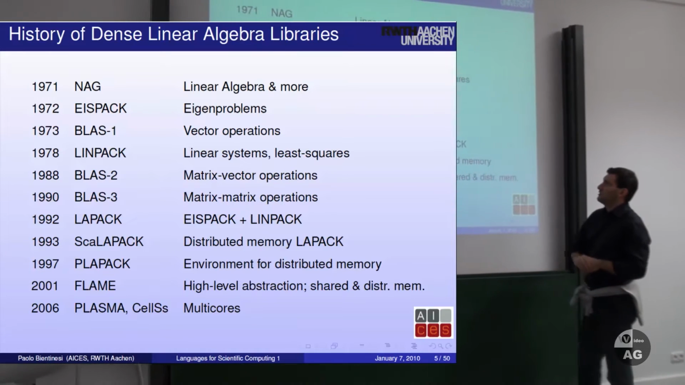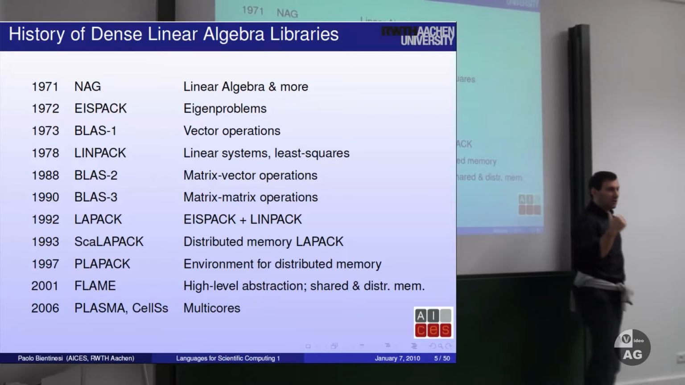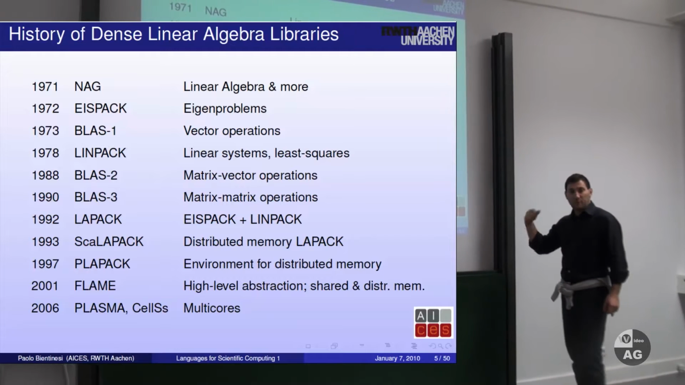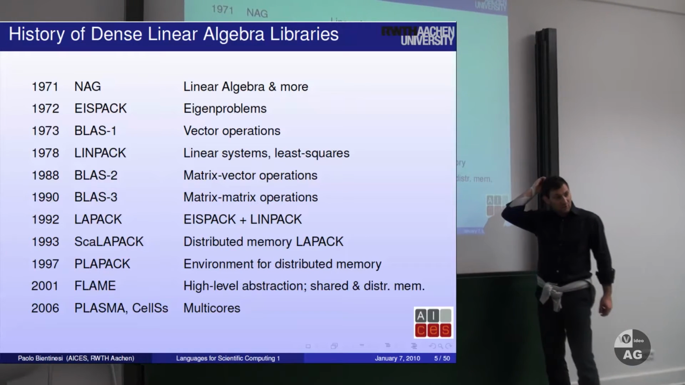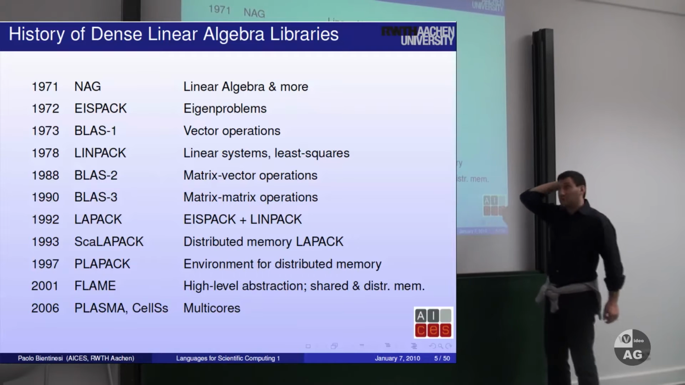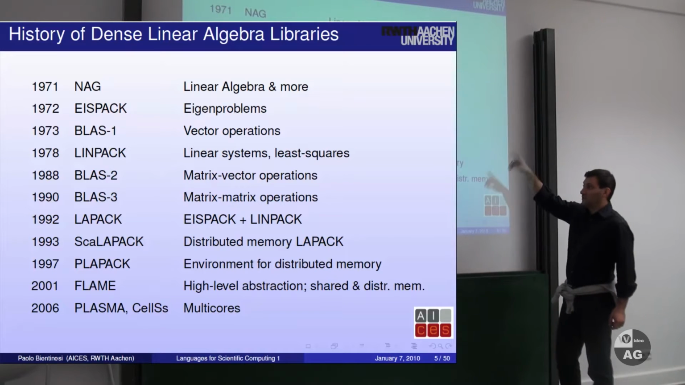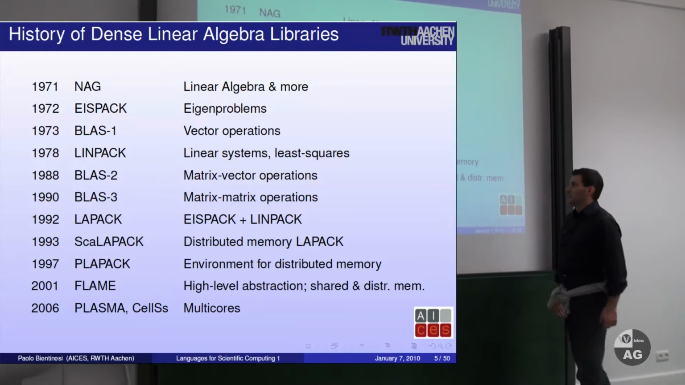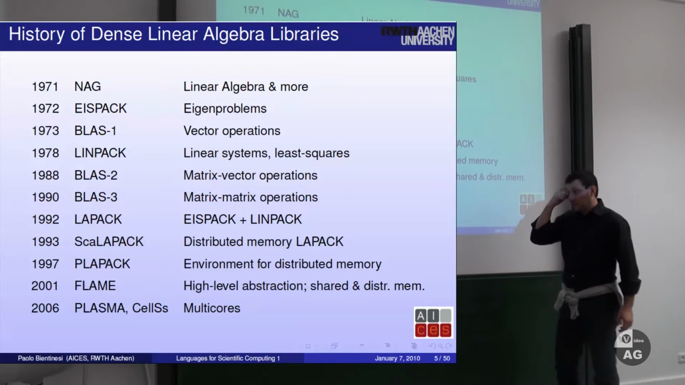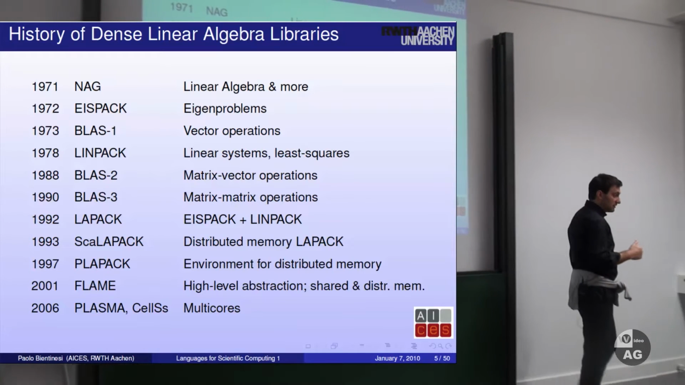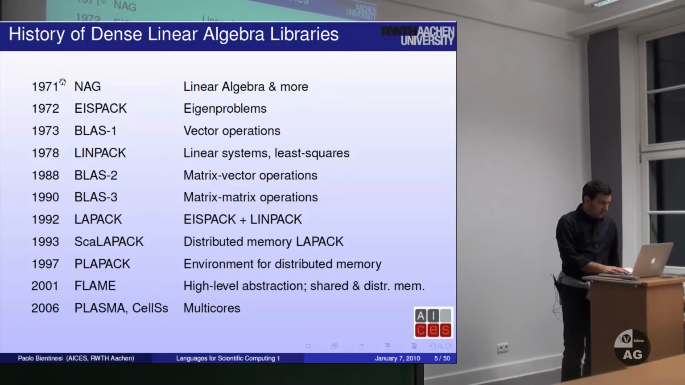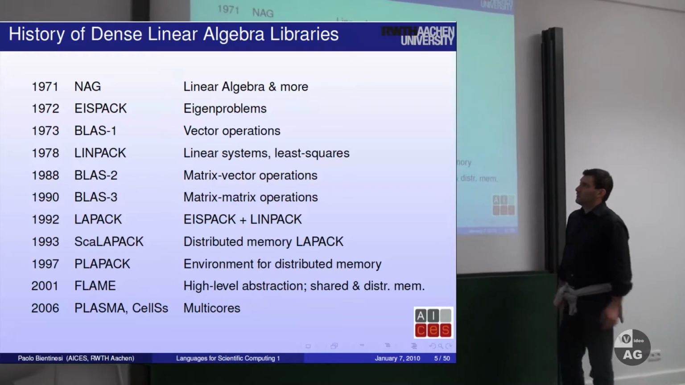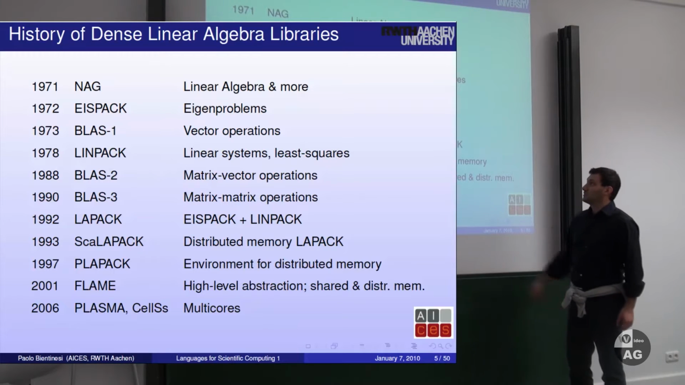So I picked dense because this is really the core of any computation. Even sparse computations in the end resort to using dense kernels. And some of these libraries here have really changed the course of scientific computing. So you cannot really have a class on scientific computing without discussing these things. So NAG is from the UK. As a matter of fact, it's the oldest library and it's still active.